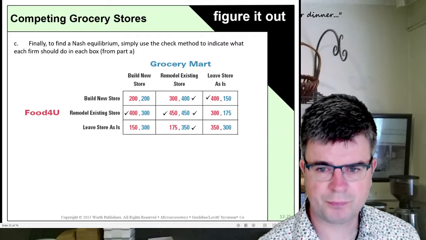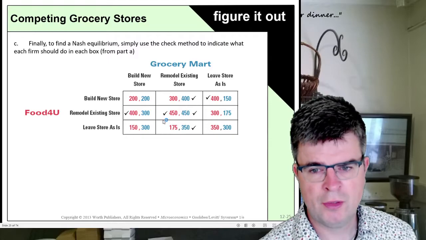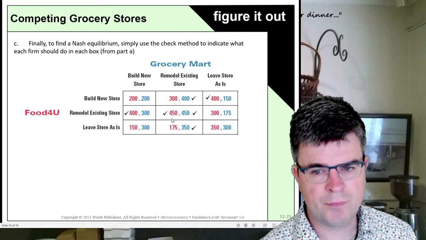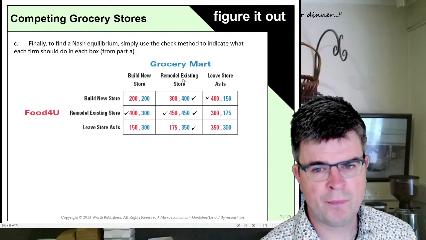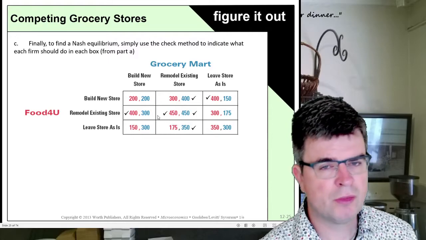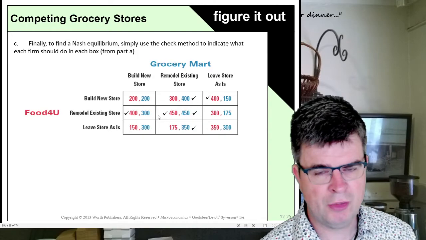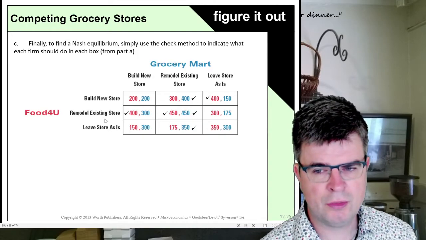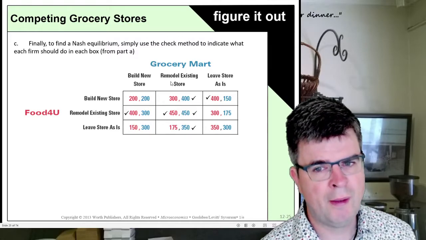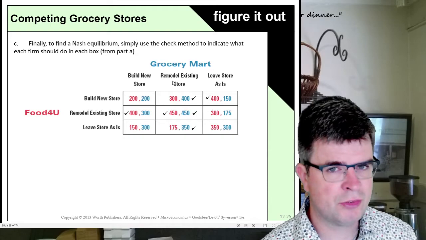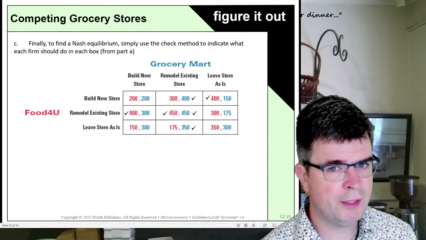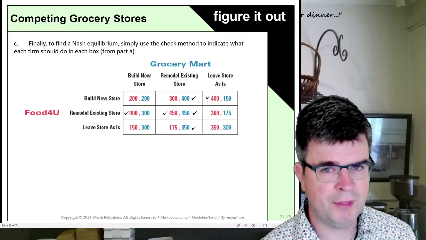So in this payoff matrix, we observe two checks in the element 450, 450, where both stores decide to remodel the existing store. So the Nash equilibrium of this game is unique, and it's the pair of strategies where Food for You decides to remodel the existing store and Grocery Mart decides to remodel the existing store as well. And why is remodel the Nash equilibrium?